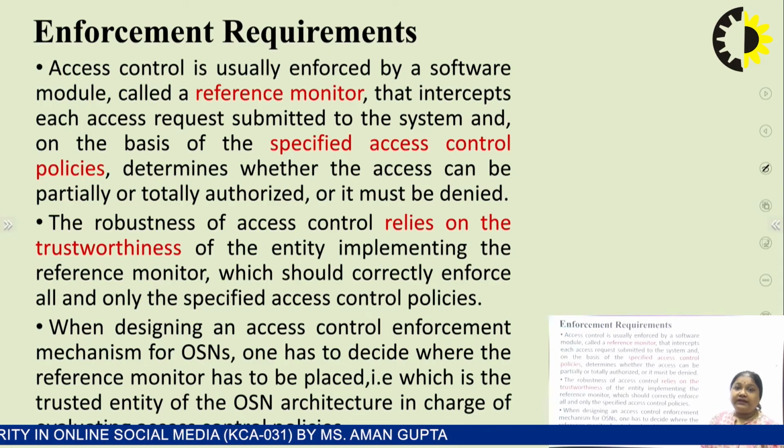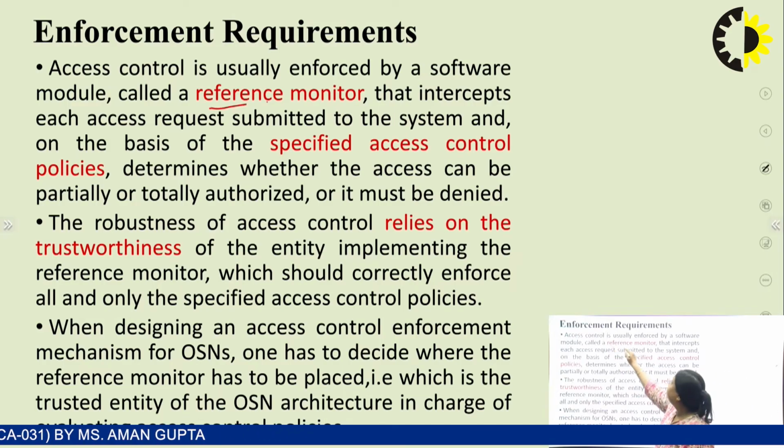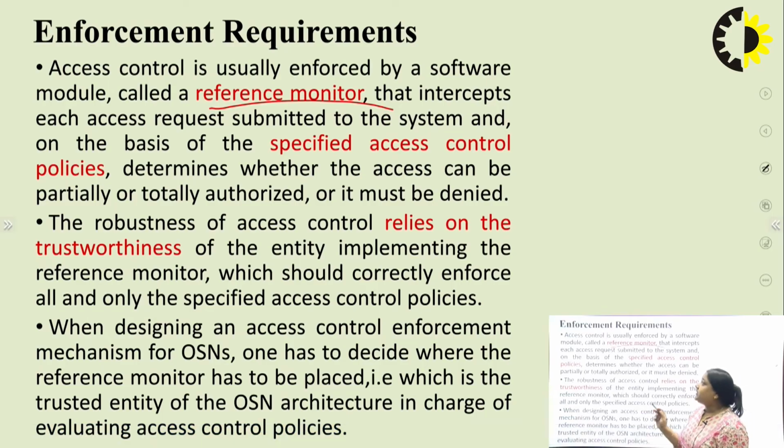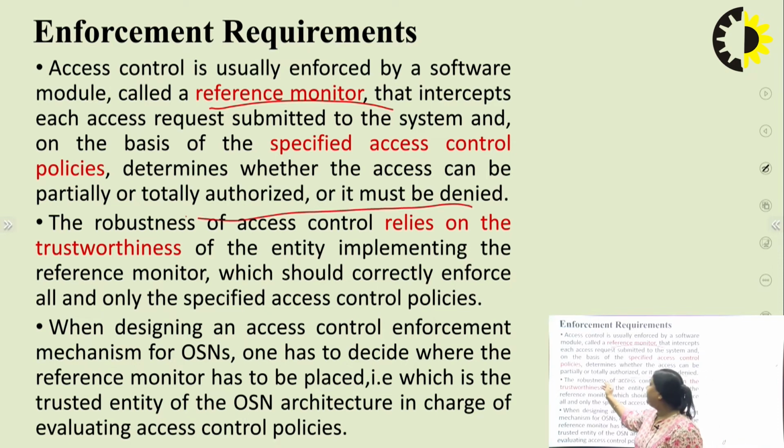Next is enforcement requirements. Access control is usually enforced by a software module called a reference monitor that intercepts each access request submitted to the system, and on the basis of the specified access control policies determines whether the access can be partially or totally authorized or it must be denied. The robustness of access control relies on the trustworthiness of the entity implementing the reference monitor, which should correctly enforce all and only the specified access control policies.